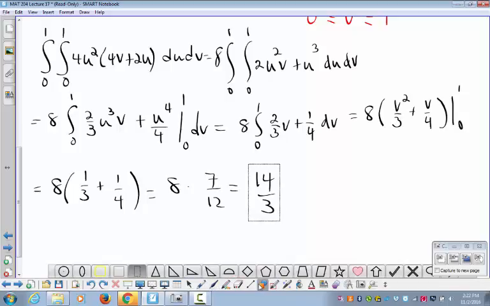Let's see here. So when I integrate, let's see. When we plug in, you agree with this right here? When we integrate with respect to v, we should get v squared over 2, so the 2's cancel. Integrating 1 fourth is just v.